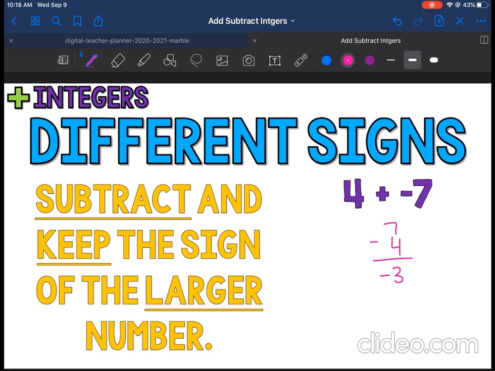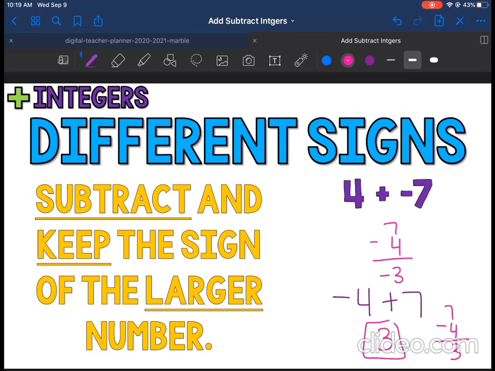So if 4 was negative and 7 was positive or regular, would it just be regular 3? Yeah. Okay, let's solve that. What is 7 minus 4? 3. Okay, what number is bigger, 4 or 7? 7. So my answer would be 3. Now I get it. You were on the right path.